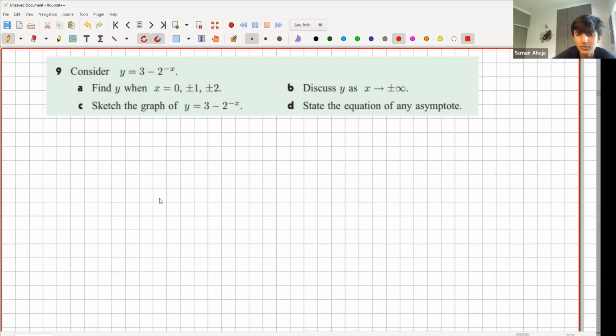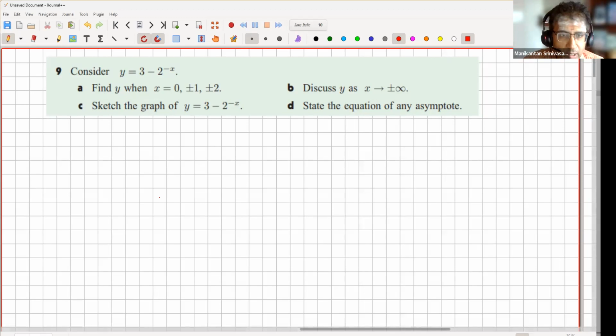So what part should we do? In fact, do all parts. Effectively, we have to end up sketching it. So all of them are connected. So if you go in the order A, B, C, D, let's do it in the same order. So first is just making a table for different values of x. What is your y value?